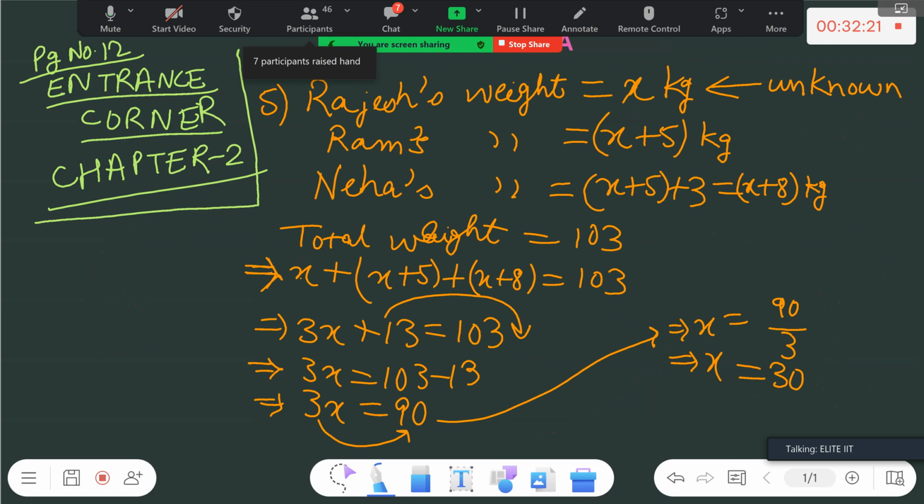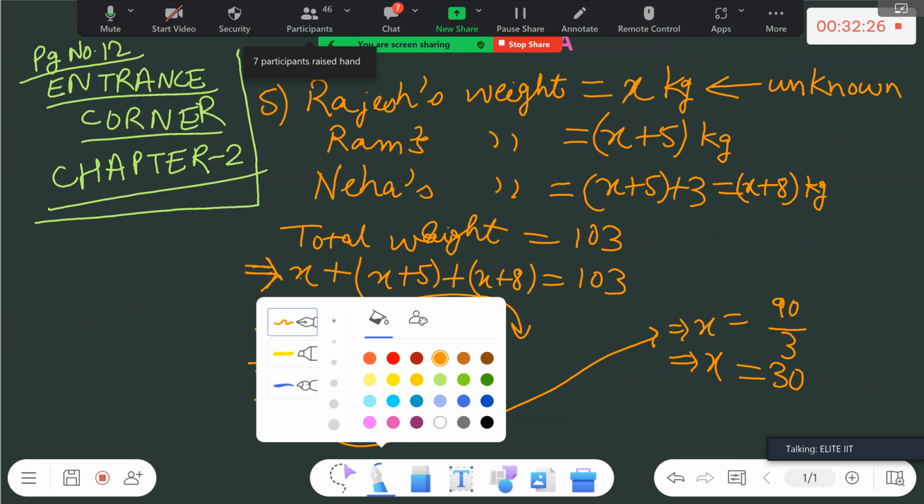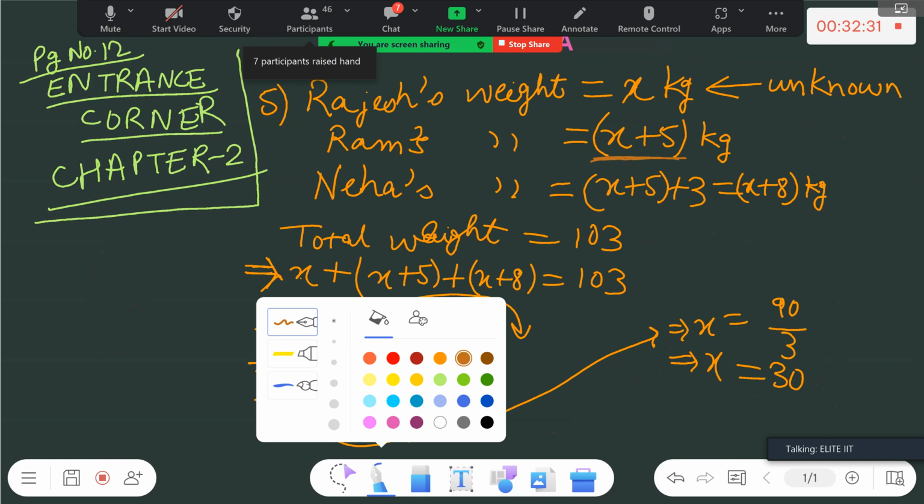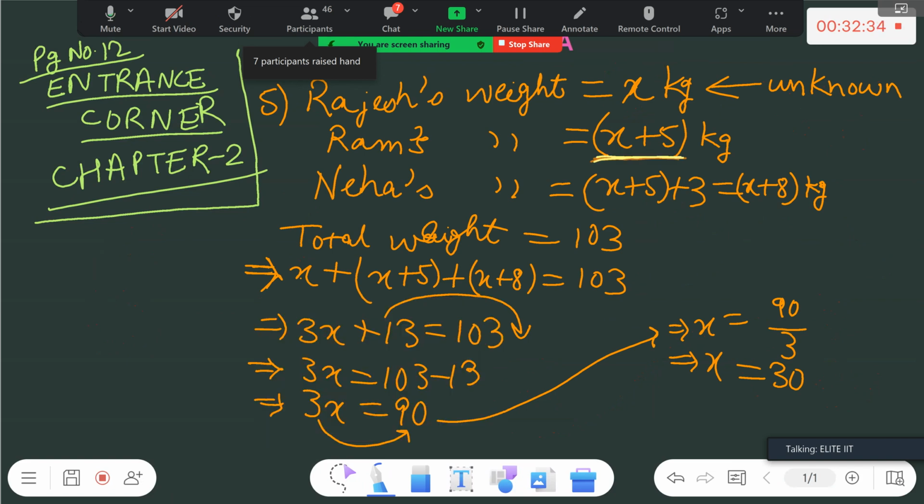Now what you have to find? Weight of Ram. And what is the weight of Ram here? X plus 5. Weight of Ram is x plus 5, equal to 30 plus 5, which is 35 kg. Okay? Is it clear? Is this question clear? Sir, similar question only to number 2 that we did.